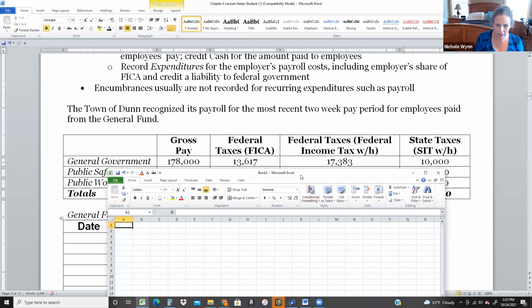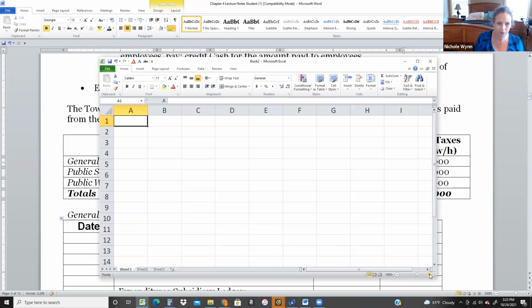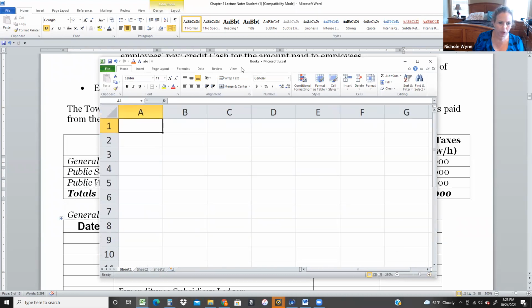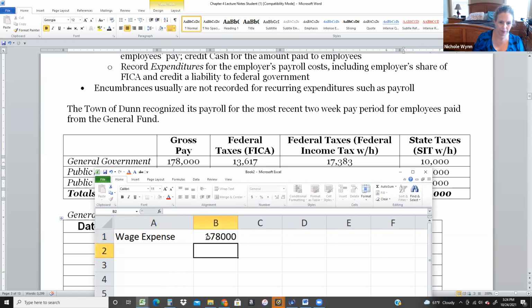sorry, I guess I need to make this a little bit bigger so we can see it better. So if we were doing this entry for financial accounting, you guys would remember that you would use wage expense for the gross pay, 178,000. So I'm just using general government as an example. And then we'd have FICA payable, 13,617. And then we'd have federal income tax.